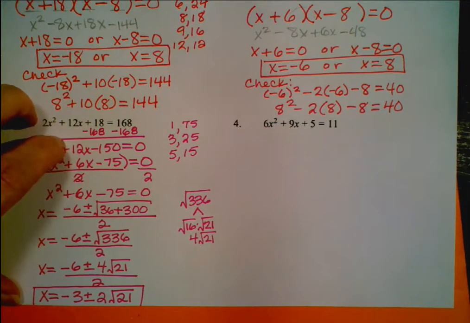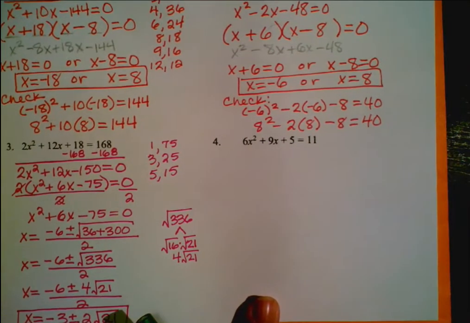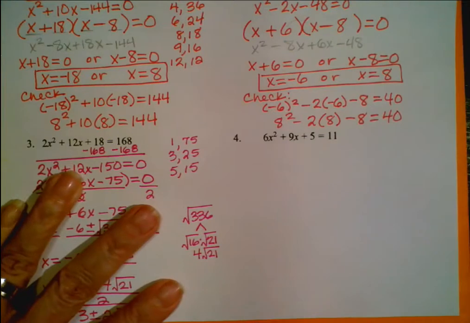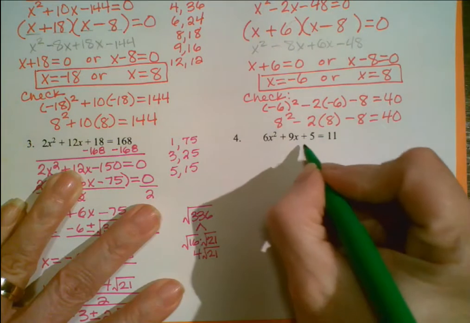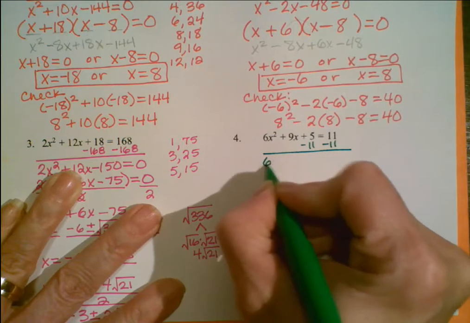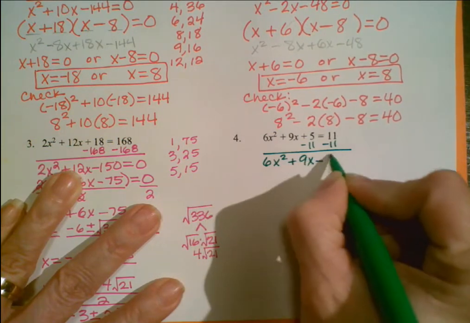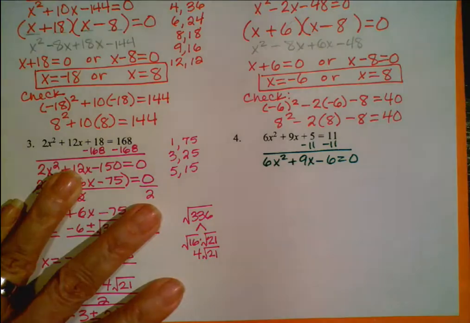All right, let's look at number 4 then. Same general process. I want to start by getting it set equal to 0 and in descending order. So we're going to subtract 11 from both sides, which is going to produce 6x squared plus 9x minus 6 equals 0. Step 2, look for a common factor.